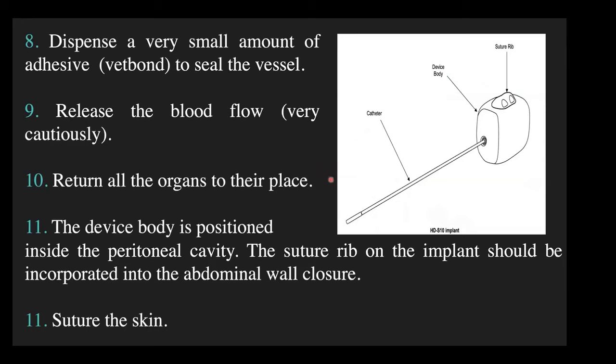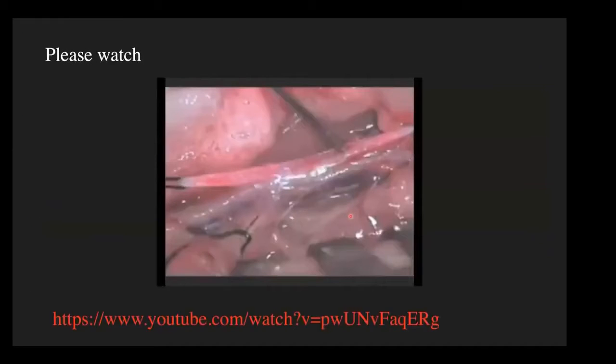The device body should be positioned inside the peritoneal cavity, and the suture wrap should be included in the suturing of the abdominal wall. Once you have done this, you are ready to suture the skin. And this is the video that I mentioned earlier. I'm not going to show it, but you can refer to it after the workshop.